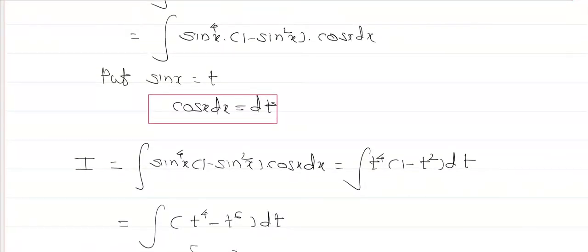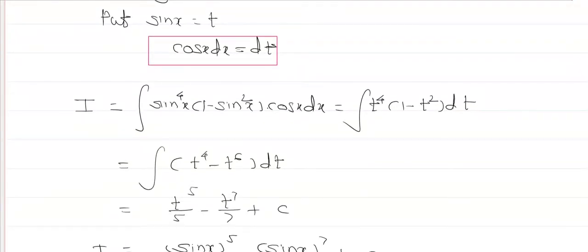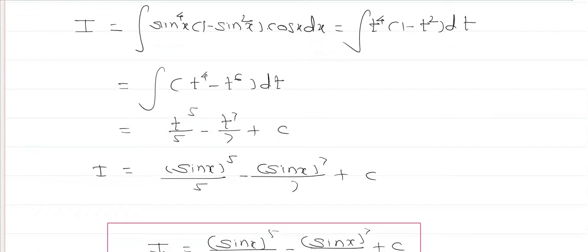So what will we get? I is equal to integral sin of x raised to 4 in bracket 1 minus sin square x, cos of x. And what was the substitution? sin of x is t, so here what do we get? t raised to 4, 1 minus t square, and what is the value of cos of x into dx? It is dt. Now we will just simplify this bracket. Here it is t raised to 4 into 1, that is t raised to 4, and t raised to 4 into t square means t raised to 6. Its integral is easy: t raised to 5 upon 5 minus t raised to 7 upon 7 plus c, and then we get the answer.